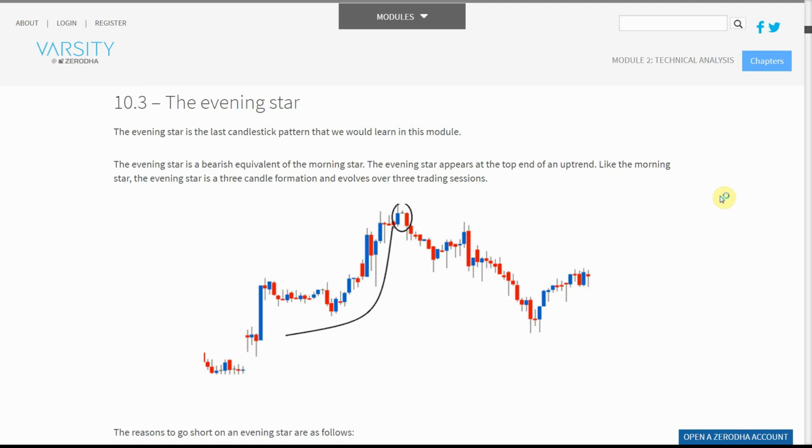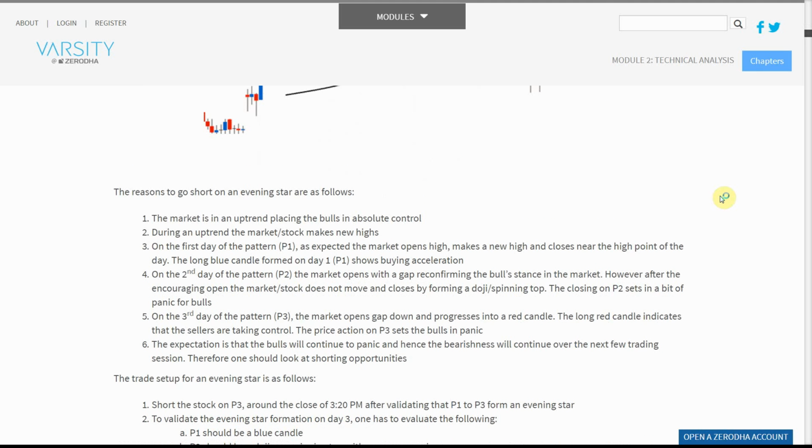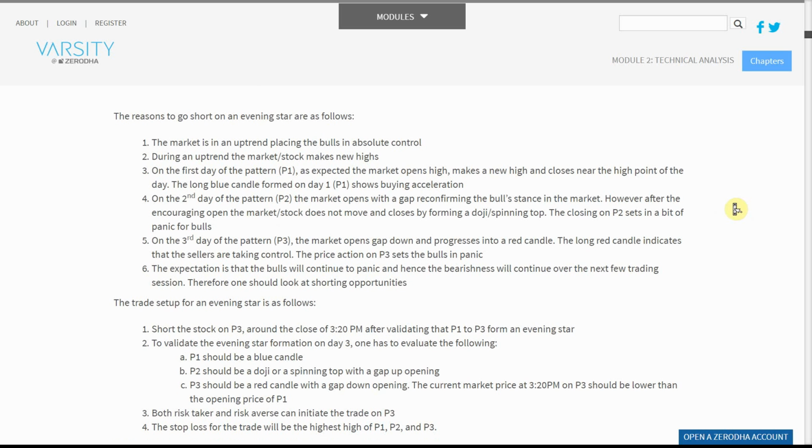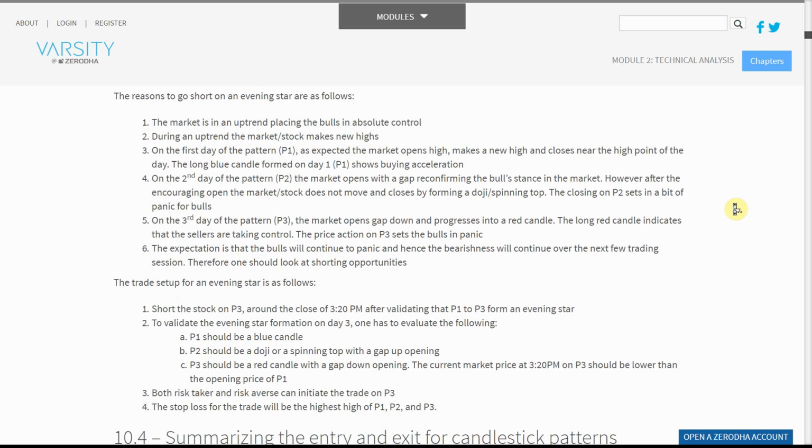The reasons to go short on an evening star are as follows. The market is in an uptrend, placing the bulls in absolute control. During an uptrend, the market makes new highs. On the first day of the pattern, P1, as expected, the market opens high, makes a new high and closes near the high point of the day.